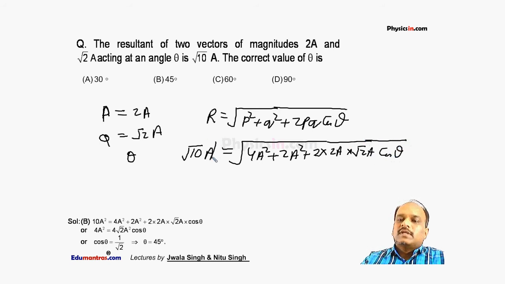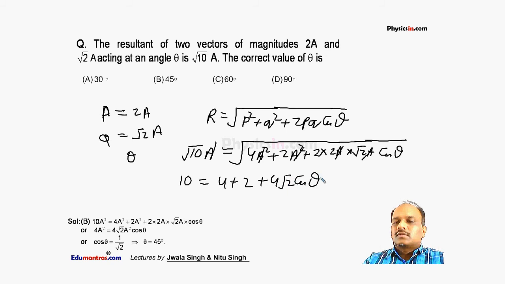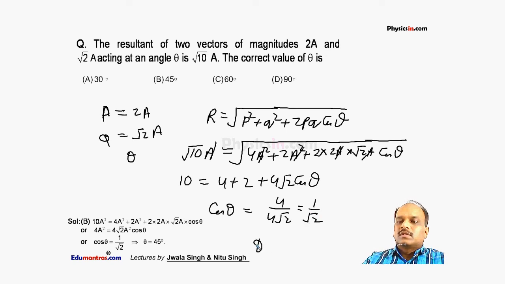So this a will cancel out. After squaring we get 10, which is equal to 4 plus 2 plus 4 root 2 cos theta. So from here we get cos theta equal to 4 by 4 root 2, that is equal to 1 by root 2. So theta is equal to 45 degrees. So the angle between the vectors is 45 degrees. This is the answer.